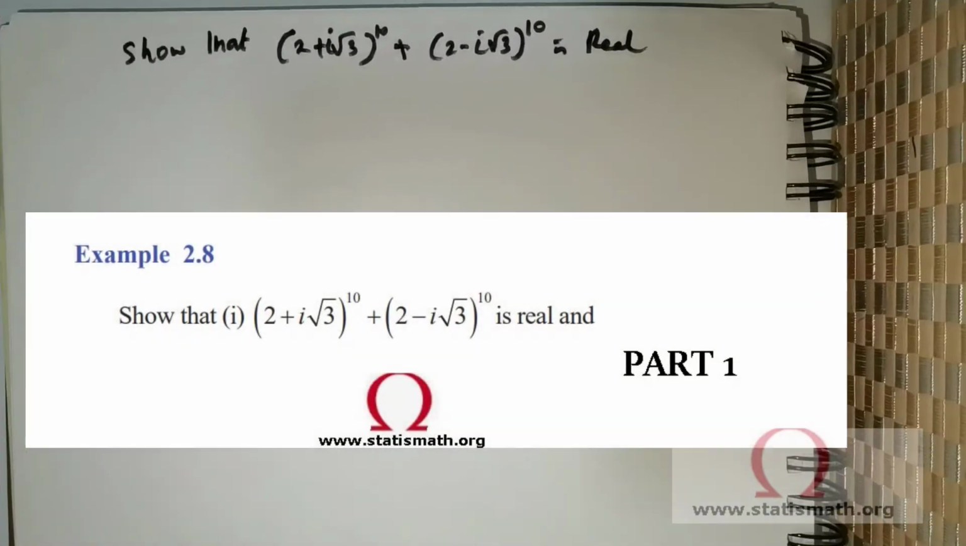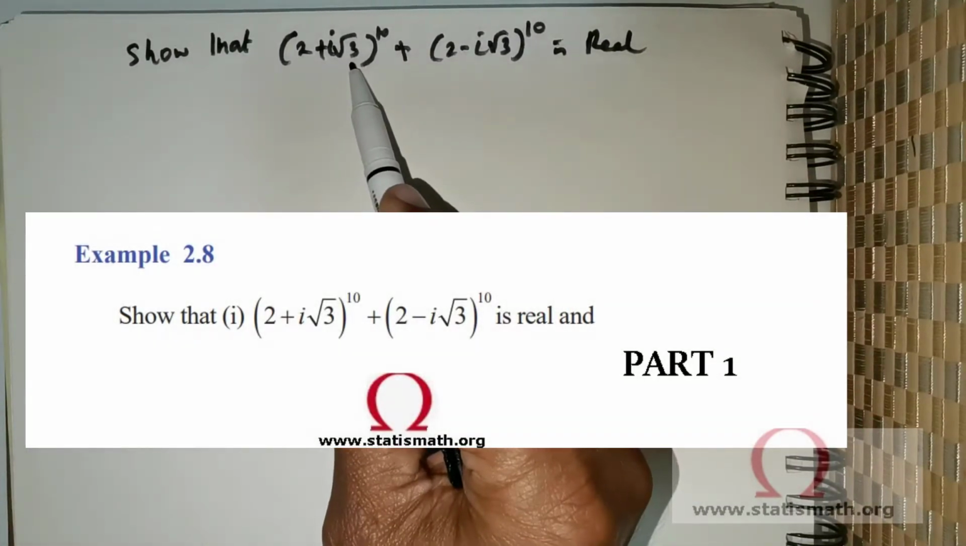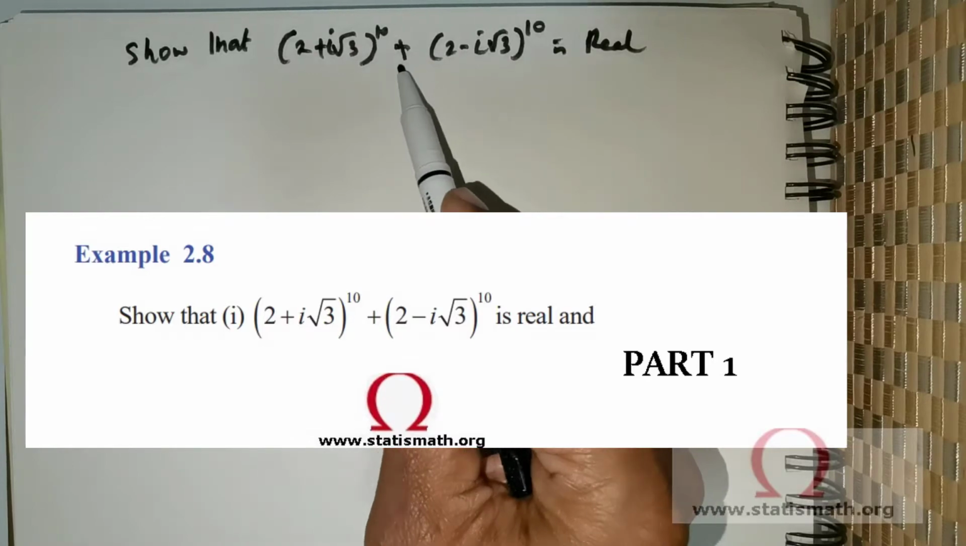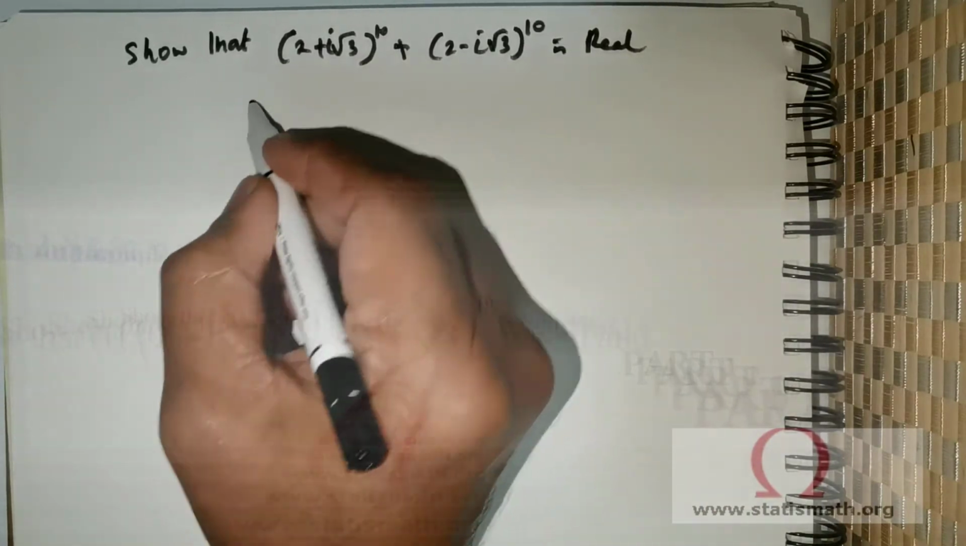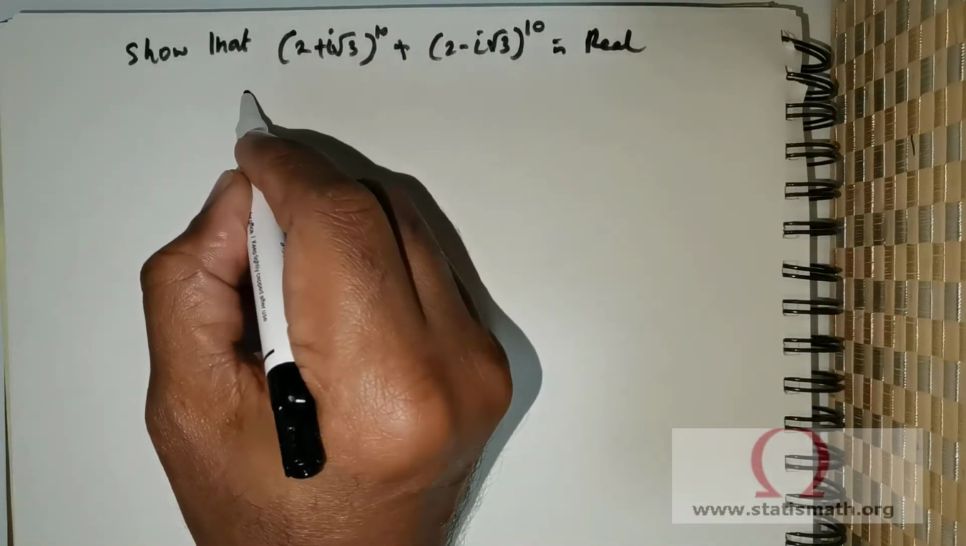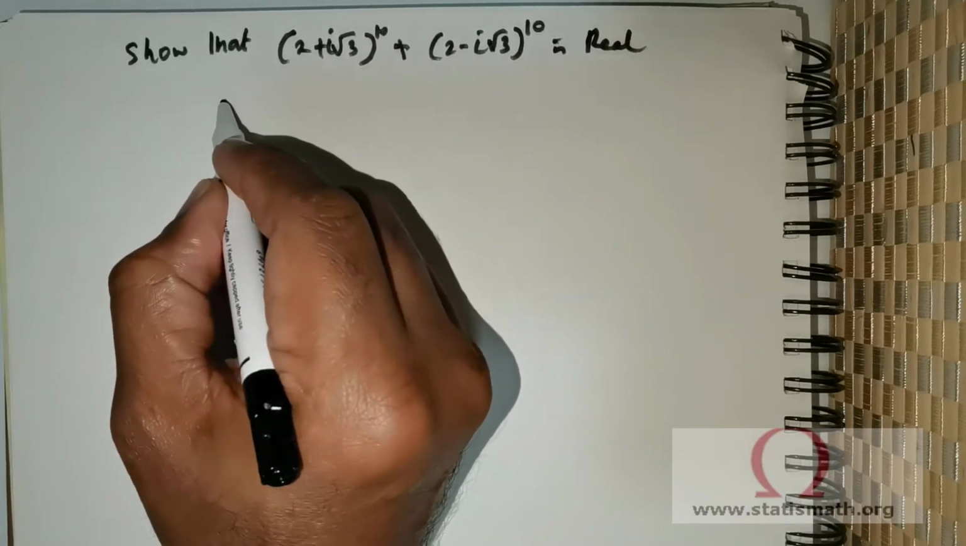Students, we are given this question. Show that (2 + i√3)^10 + (2 − i√3)^10 is real. Now, you have to know, to show that any complex number is real, we got to show that it is equal to its conjugate. So how is that done?